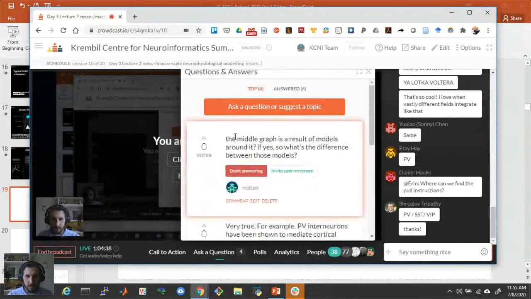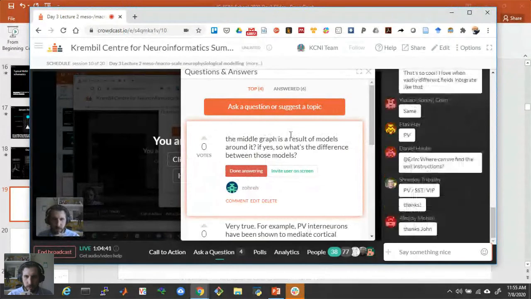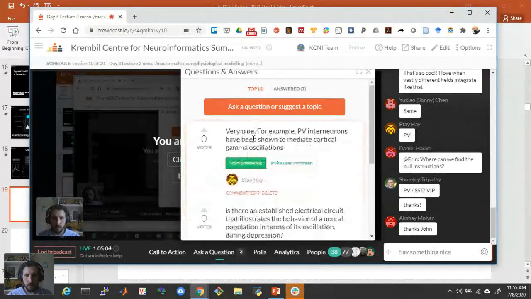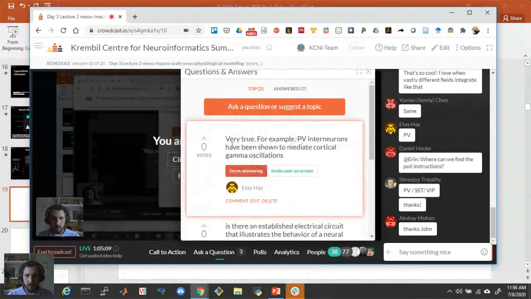This is a question from Zuri. Is the middle graph a result of models around it? If so, what's the difference between those models? I guess this was for the Liley diagram, and in that diagram there was no particular relation. No, the middle graph wasn't a result of the models around it. They were just different categorizations. So we can follow up if that wasn't exactly what you were after there. Itai has a comment: PV neurons have been shown to mediate cortical gamma oscillations. Excellent. Thanks for that observation.